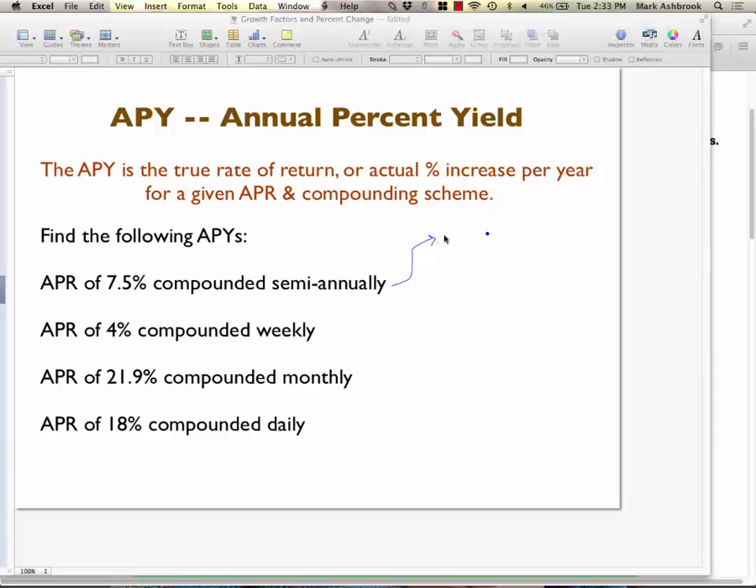So first you find the growth factor for it, so you divide it by 100 and add 1. Yeah, but that 7.5% is not a true percent. So you're not going to find a growth factor for that. What do we need to do first?